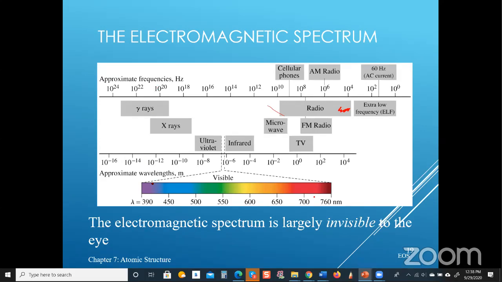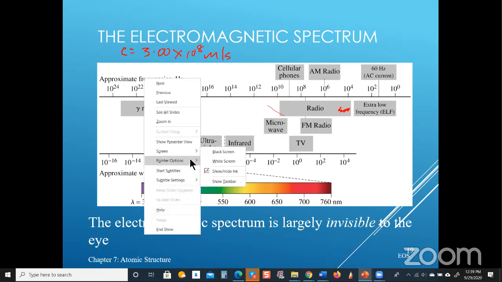As I was saying, c, let me write it up here. The speed of all forms of electromagnetic radiation is equal to 3.00 times 10 to the 8 meters per second. So that is the speed for all these forms of radiation that you see here, all right?